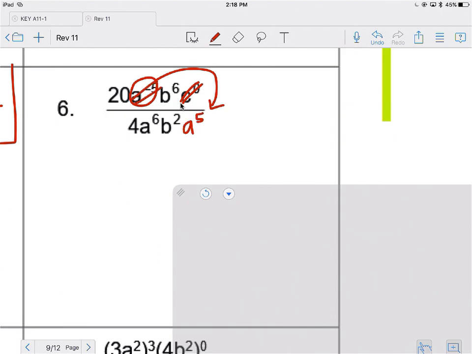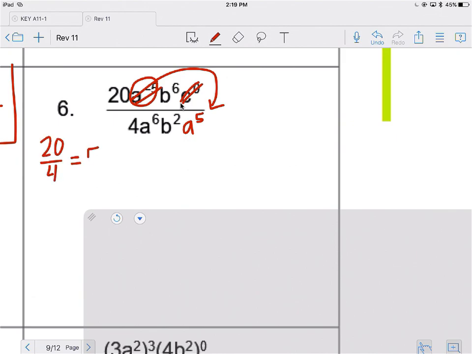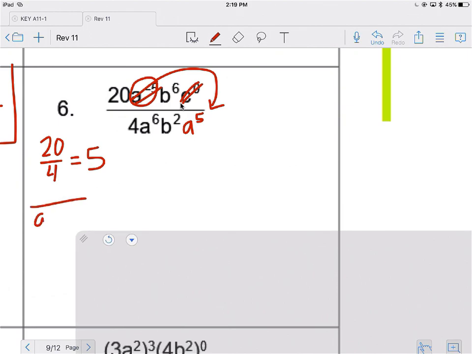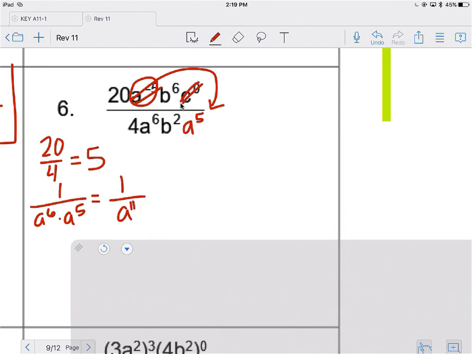So a to the negative 5 is the same thing as 1 over a to the 5, so I move it to the bottom. Looking at my numbers, I have 20 divided by 4, which is 5. Looking at my a's, I have a to the 6th and a to the 5th, both on the bottom. Because they are both in the same place, I'm going to multiply them, which really means I add. So 6 plus 5 is 11 a's total, and again, notice they are on the bottom.